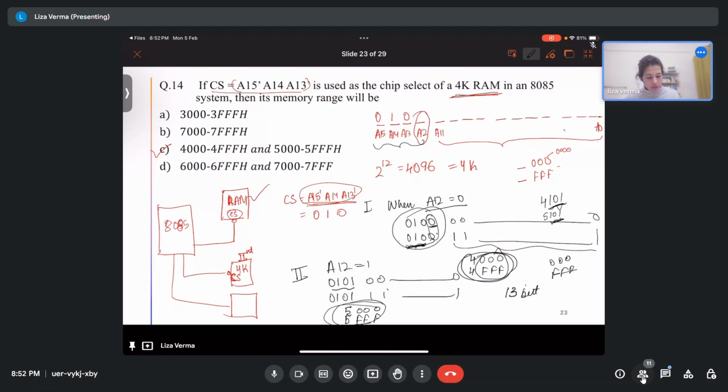So I think we can wrap our session here. Since there was no solving required in today's session, it was easier and shorter.